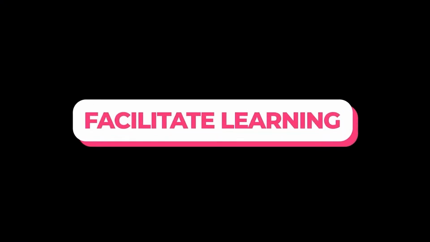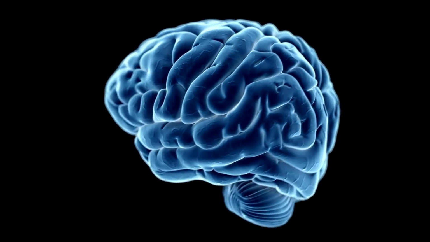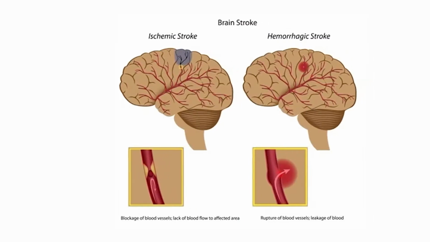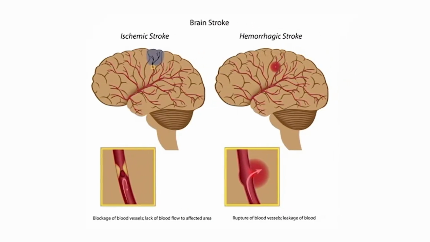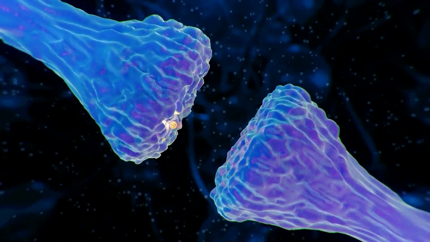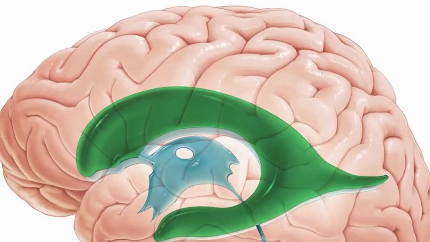Facilitate learning. It's believed to play a role in the sharing of learning and memory processes between hemispheres. Redundancy and recovery. In cases of cerebral damage, like a stroke, to one hemisphere, the corpus callosum may facilitate compensation by transferring functions to undamaged areas in the opposite hemisphere.